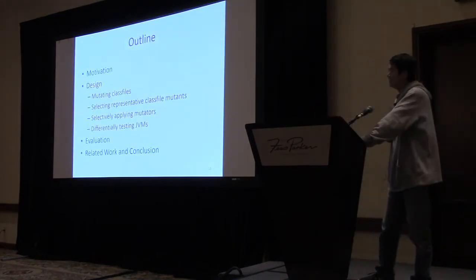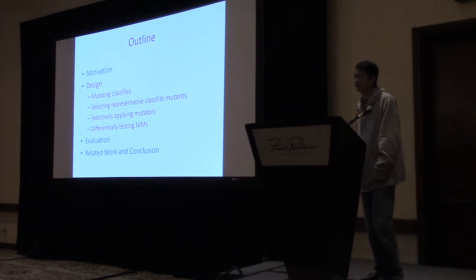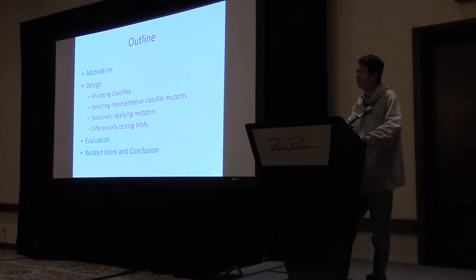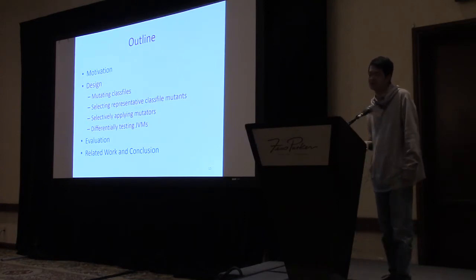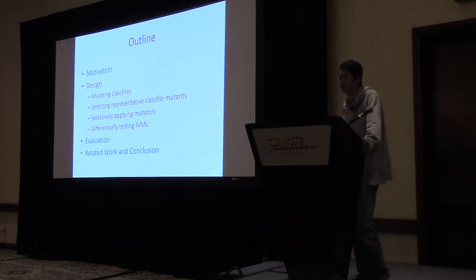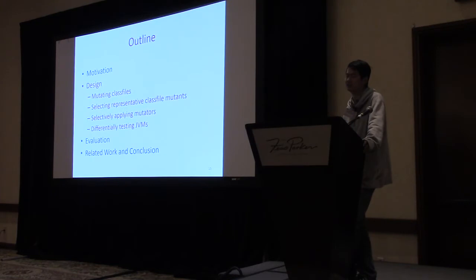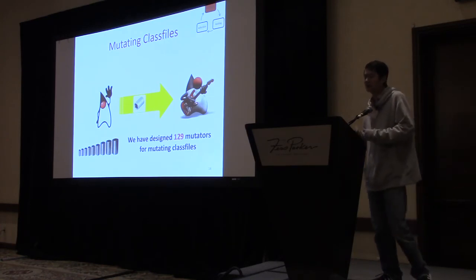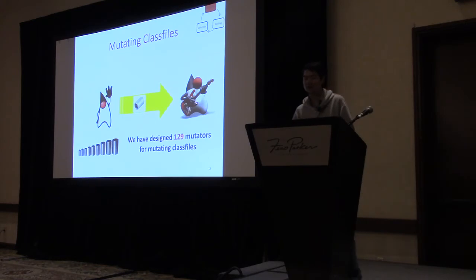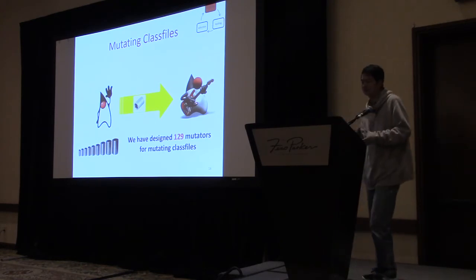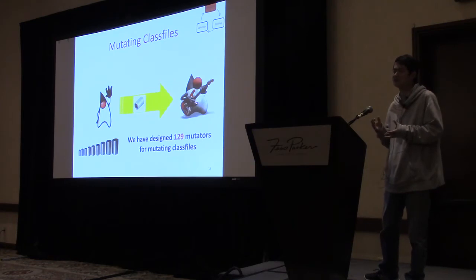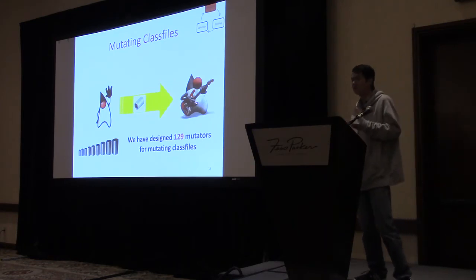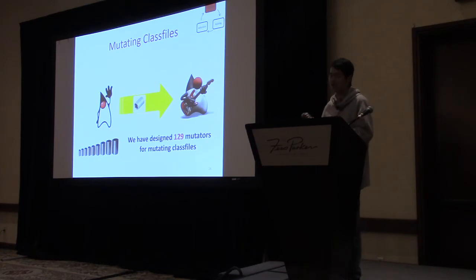Next I explain the details of classfuzz. Classfuzz includes 4 main components: defining mutators for mutating seed classfiles, deciding the representativeness of classfile mutants, selectively applying mutators using the prior knowledge, and the differential testing of JVMs for finding JVM defects. For mutating classfiles, we designed 129 mutators, allowing the seeds to be mutated. Illegal constructs can happen to be introduced into test classfiles, which will further raise JVM discrepancies if they are handled by JVMs differently.